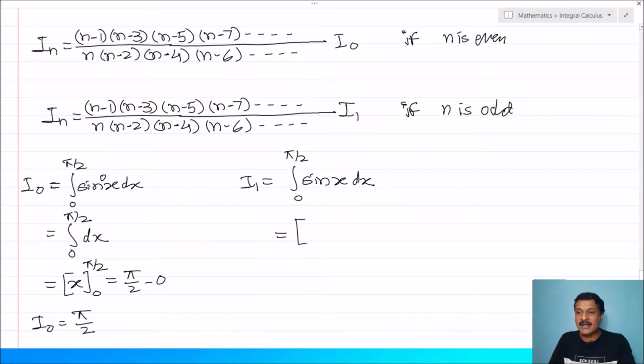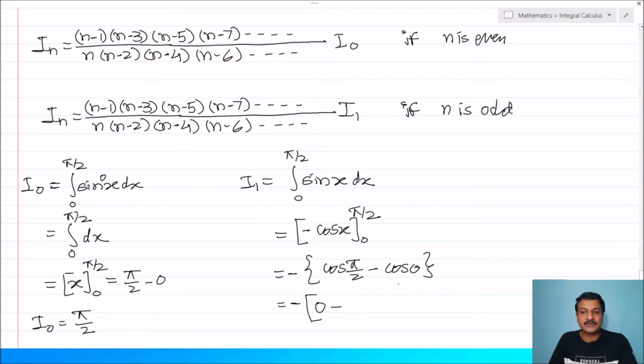And what about I1? Here, what is the integration of sine? It is minus cos x, limits are 0 to pi by 2. So minus outside, upper limit means cos pi by 2, minus lower limit means cos 0. As we know the standard values, cos pi by 2 is 0, and cos 0 is 1. So minus minus is plus, so I am getting plus 1. So what is the value of I1? It is 1. It means that In equal to this value is the same. Here I am getting pi by 2 and here I am getting 1.